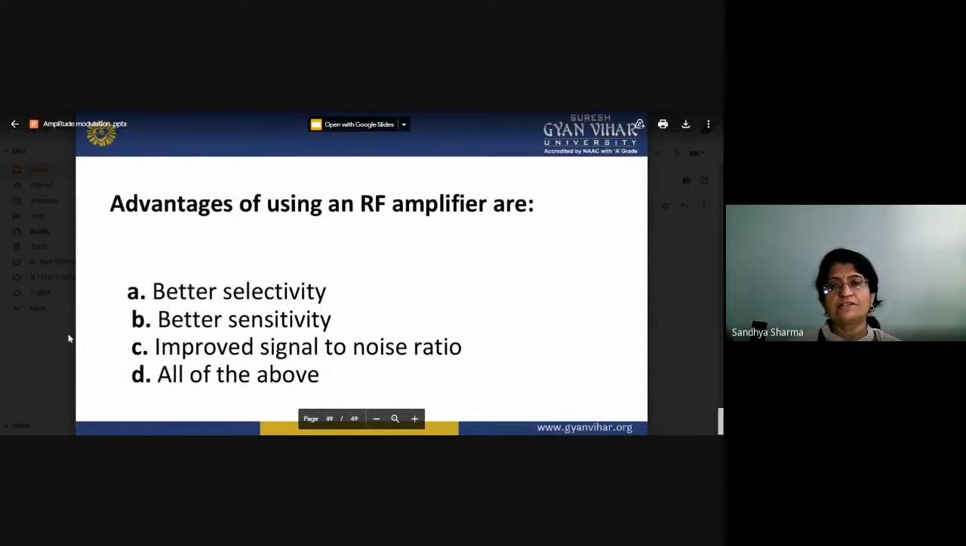What is the advantage of using the RF amplifier? There is better selectivity. Why do you require better selectivity? Because when our signals are coming in, they will be distorted, so we have to filter out the actual content from our system. So we apply the RF amplifier, which tends to reject all the unwanted signals, leaving only the wanted signals, and due to this false imaging will be avoided.